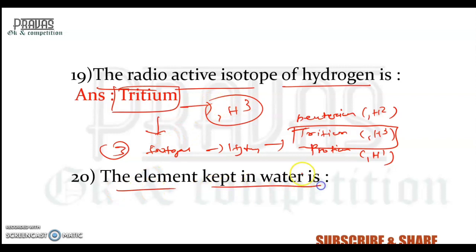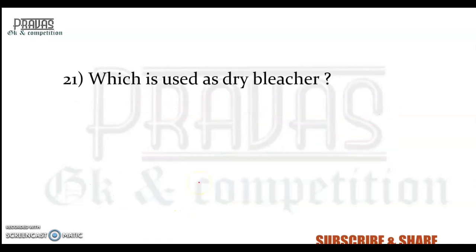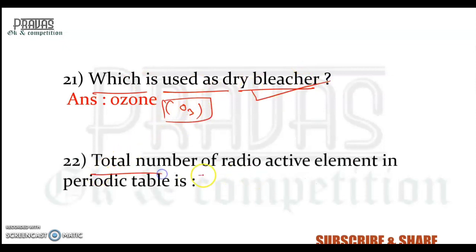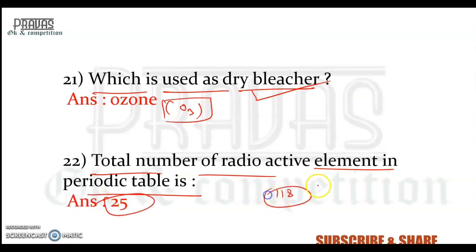The element kept in water is phosphorus. Phosphorus is generally kept in water. Which is used as the dry bleacher? And the answer is ozone. Ozone, that is O3, is used as dry bleacher. The total number of radioactive elements in the periodic table is 25. Remember, there are 118 elements in the periodic table. Among them, 25 elements are radioactive elements.